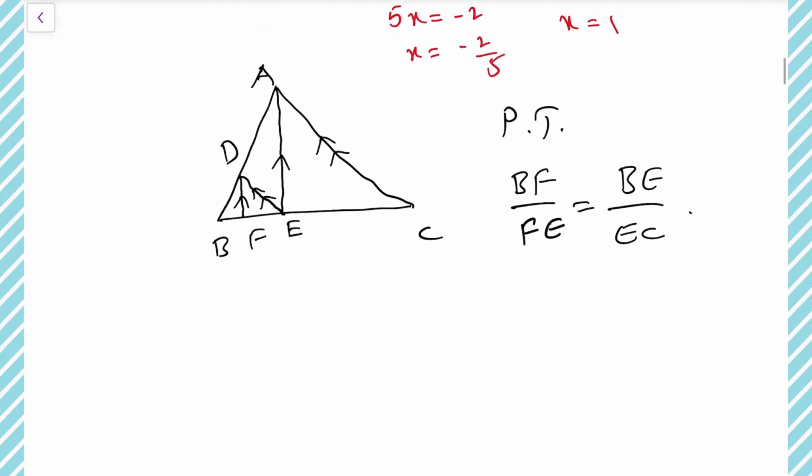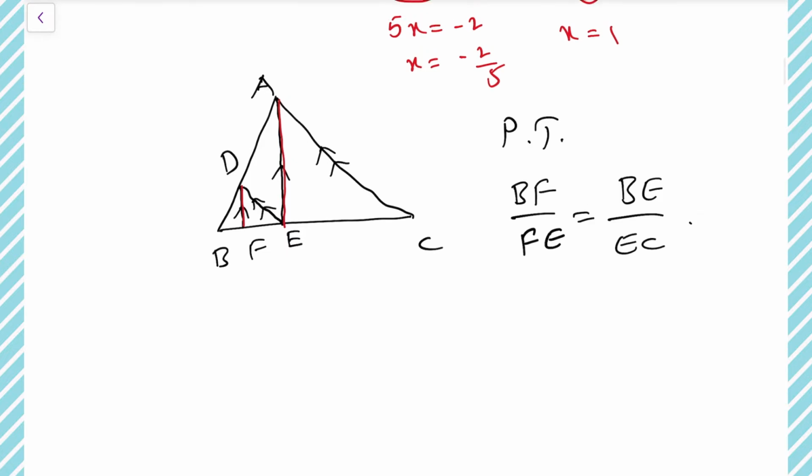Next, we have one triangle ABC. And in this triangle ABC, this DF line and AE line both are parallel to each other. Next, DE line and AC line both are parallel to each other. Then he is asking to prove that BF by FE equals BE by EC.